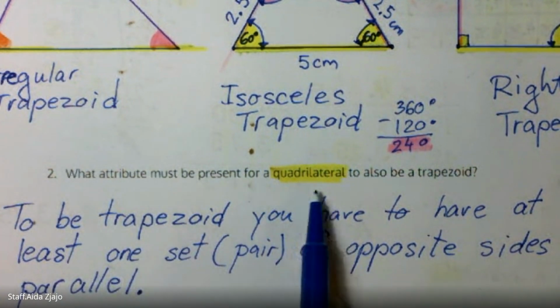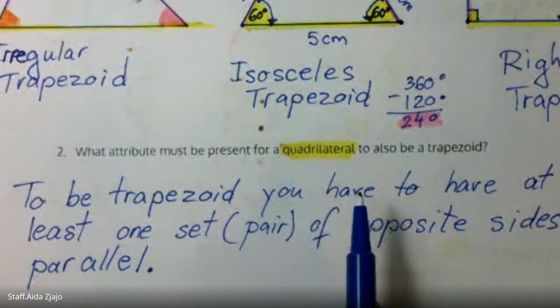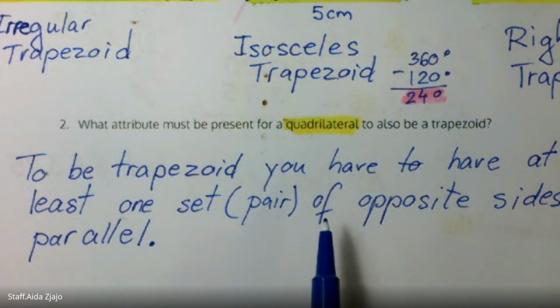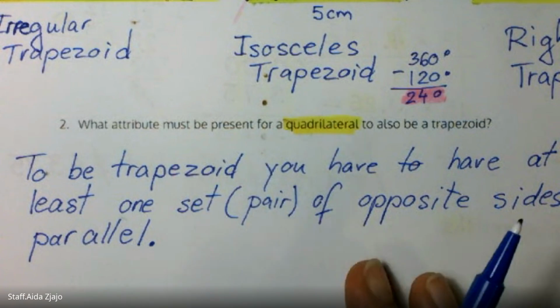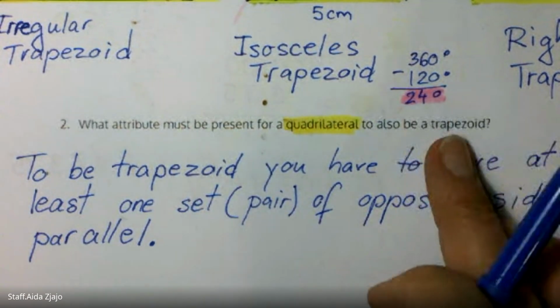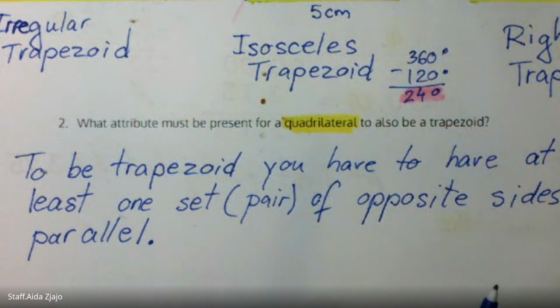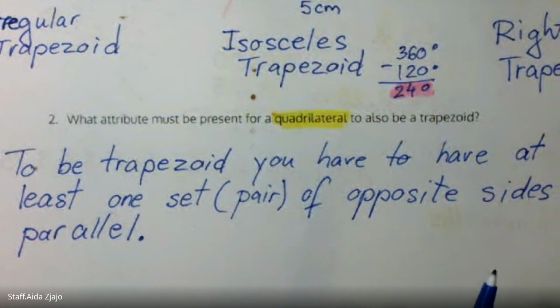That's why quadrilaterals such as square, rhombus, and rectangle can also be called trapezoids, because all these shapes have at least one pair of parallel sides.